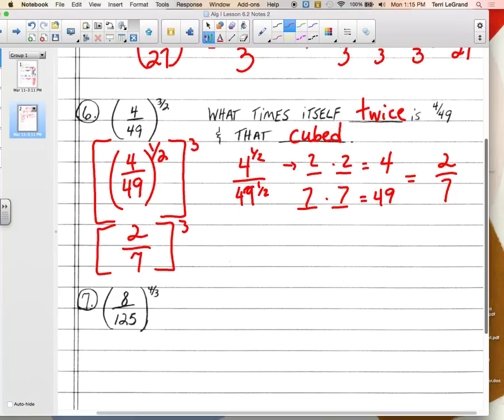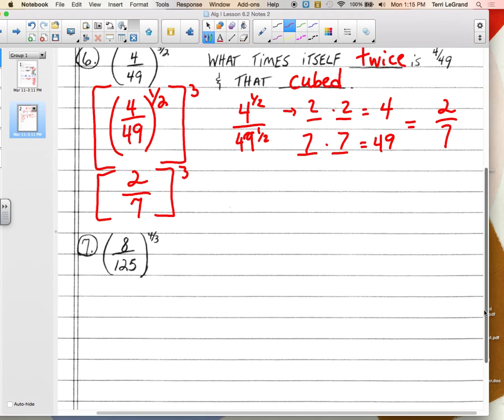So now we have to take that 2 sevenths and cube it, take it to the 3rd power. So we're going to do 2 to the 3rd power. The numerator can have it. The denominator can have that 3rd power. Or you can think of it like this. You're taking 2 sevenths times 2 sevenths times 2 sevenths. What is 2 to the 3rd power? 8. What is 7 to the 3rd power?